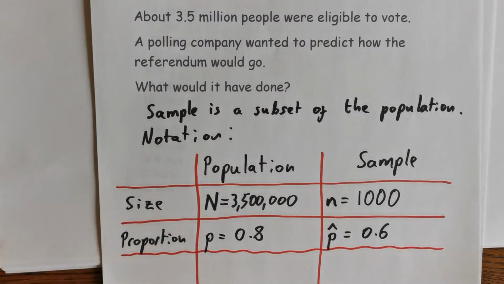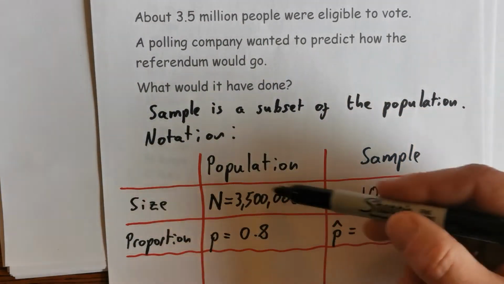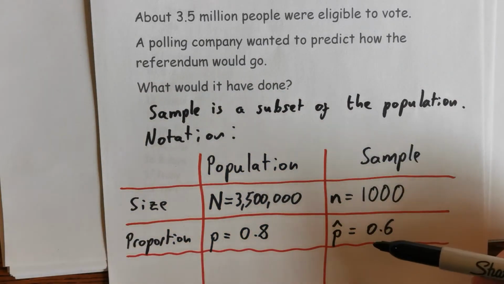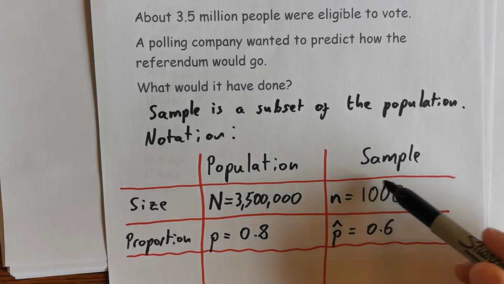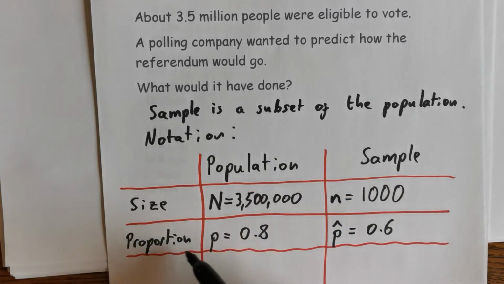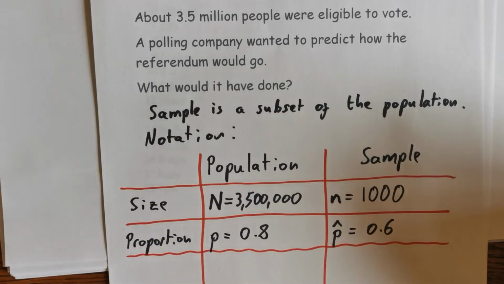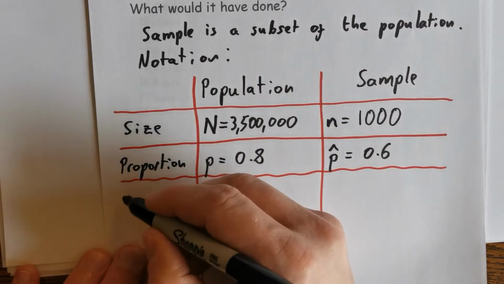Okay, there are other kind of things we can ask. In this case, sample size is 1,000, population size is 3.5 million, population proportion 0.8, sample proportion 0.6. To find the sample proportion, you put the number of people who are voting yes over 1,000. To find the population proportion, you put the number of people who are voting yes over 3.5 million.